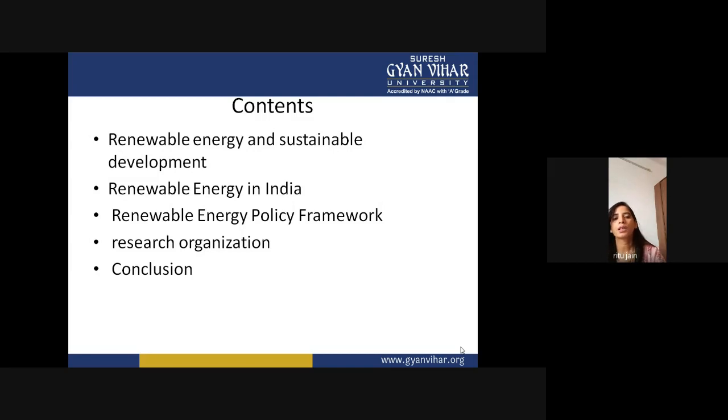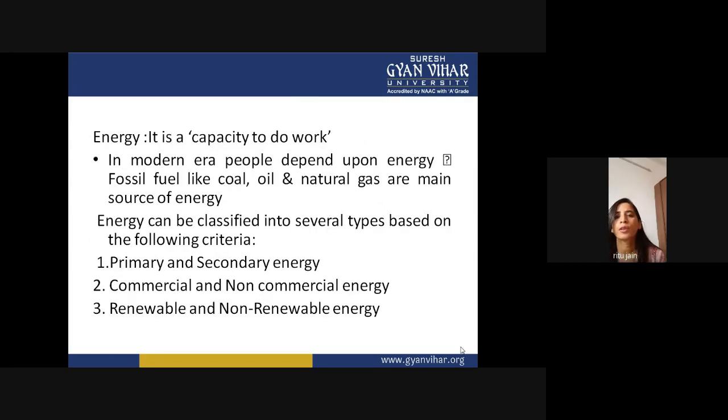After this lecture, students will be able to understand what renewable energy sources are and how we can use them in India for sustainable development. So let's come to the point. First, we have to understand what energy is. Energy is the capacity to do work.